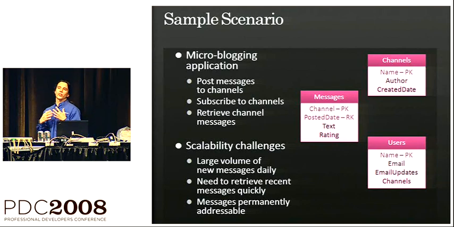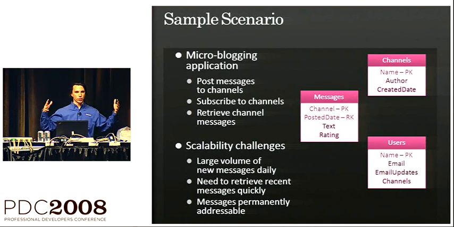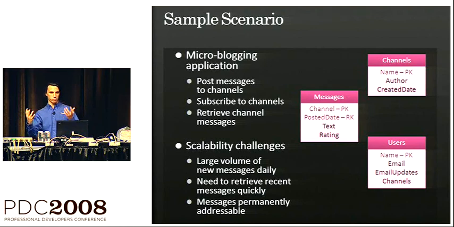By recent, we're saying there is some criteria for hot data that needs to be retrieved very often and very efficiently. At the same time, you will have a continuously growing amount of data coming into your system, and you'll very probably want to store this data long term. For example, you may want the messages in this microblogging application to be addressable and have a URL that is there for a long time.